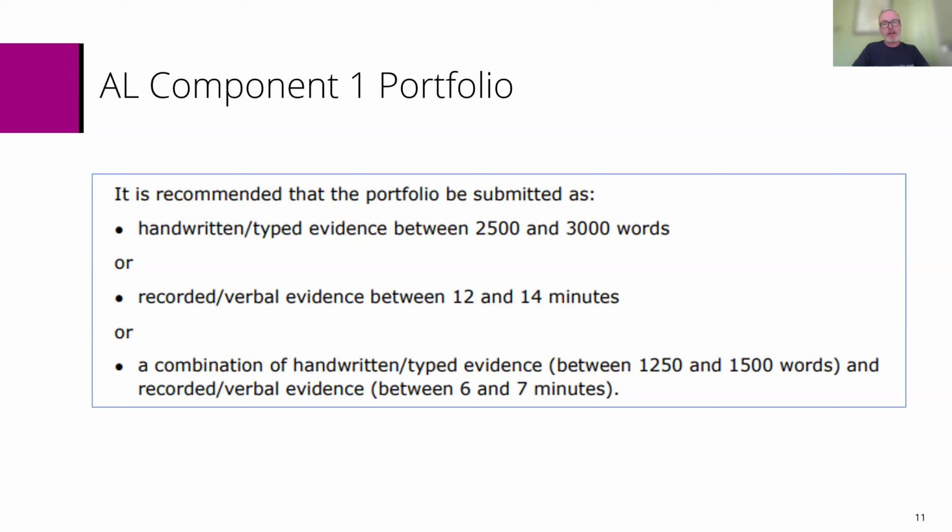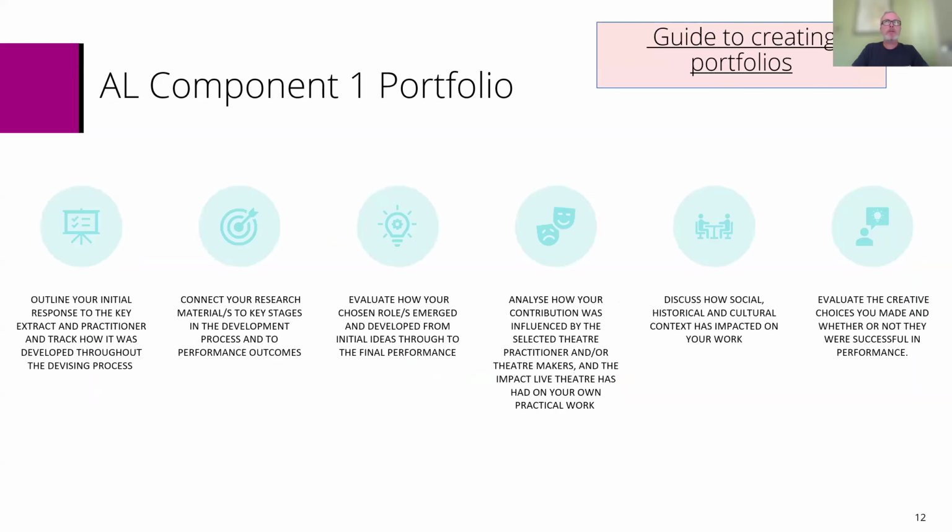So in terms of the portfolio, it's 2,500 to 3,000 words if they're just writing it. If they record it, if they want to do a presentation or be interviewed, or like a Viva, then that's between 12 to 14 minutes, and then there's a combination of the two if you want to that's possible.